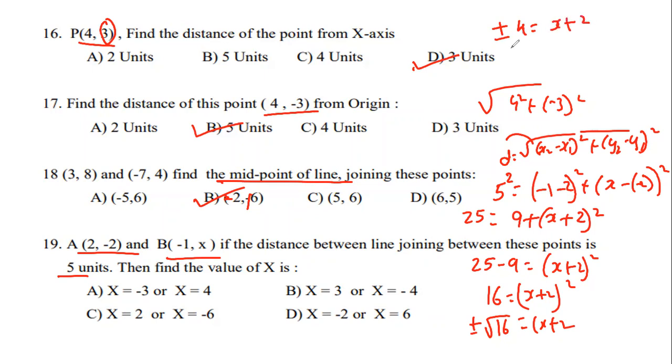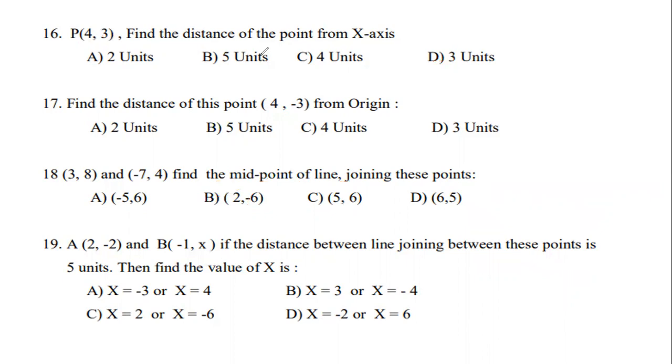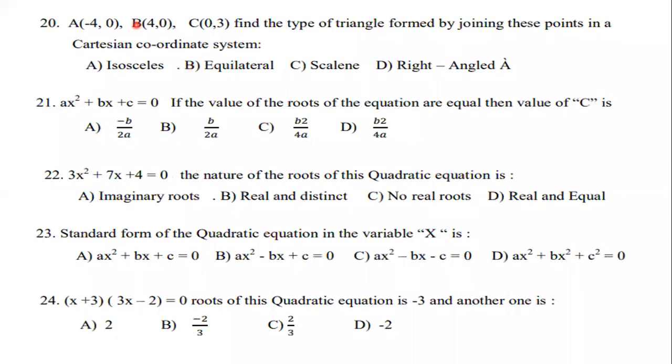x plus 2. One is plus 4 equals x plus 2. Another one is minus 4 equals x plus 2. So 4 minus 2 equals x. Minus 4 minus 2 equals x. We will get 2 comma minus 6. Which option is right? Option C is correct. Next, 20th sum.